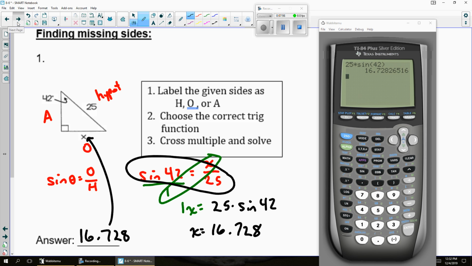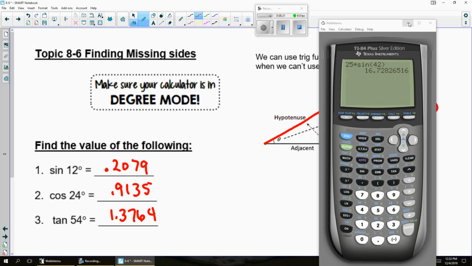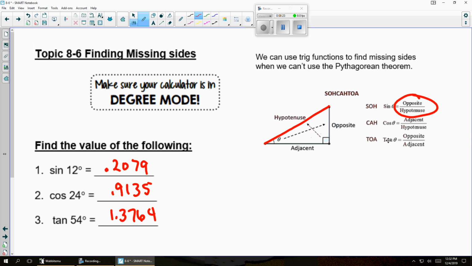Let's look at the second one. Label the particular side. So here's my angle. This guy here is the hypotenuse. This is the opposite. And this is the adjacent. All in reference to that original angle. So the parts that I have are the opposite and the adjacent. From my notes back here, the opposite and adjacent, that's a tangent.